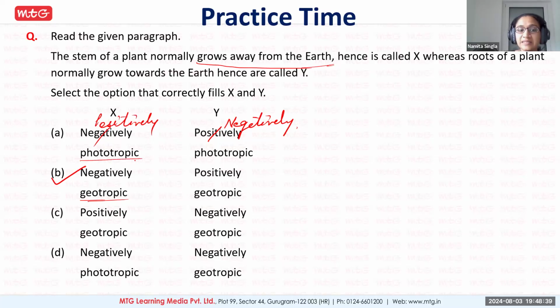This is the response towards the light. So we would answer the first question only if the statement is written like this: the stem of a plant normally grows towards the sunlight, hence it is called positively phototropic. Then we would go for the first option. Even if I modify the options and write it like this, we will not go for the first option in this particular case, because we are talking about geotropism, response towards the earth, not response towards sunlight.